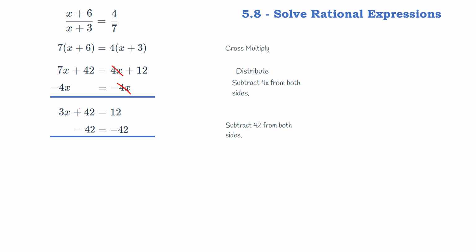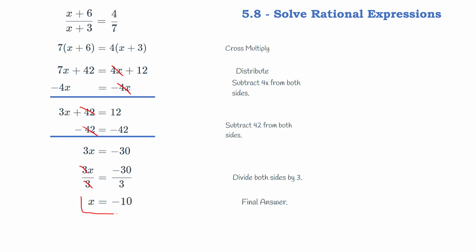Now let's get rid of that 42 and subtract 42 from both sides. That's where the 42's will go away, and then we'll have 3x equals 12 minus 42, which gives us 3x equals negative 30. Then we're going to divide by 3 on both sides, so those 3's will go away, and we're left with x equals negative 30 divided by 3, which gives us a negative 10. That's going to be our final answer for this one: x equals negative 10.